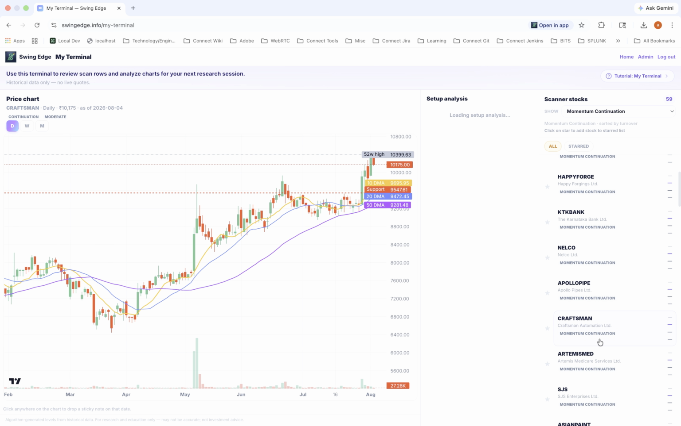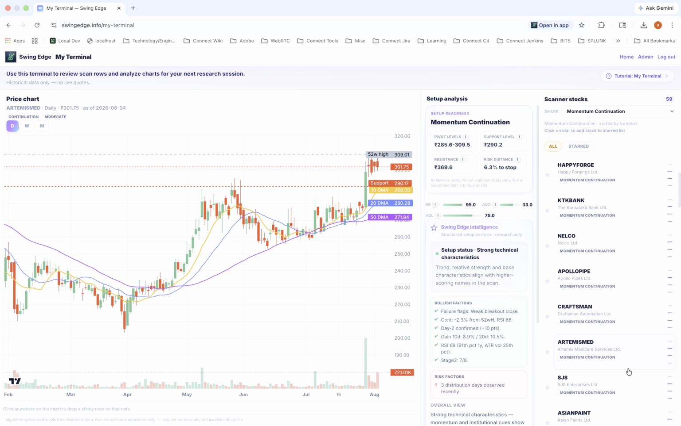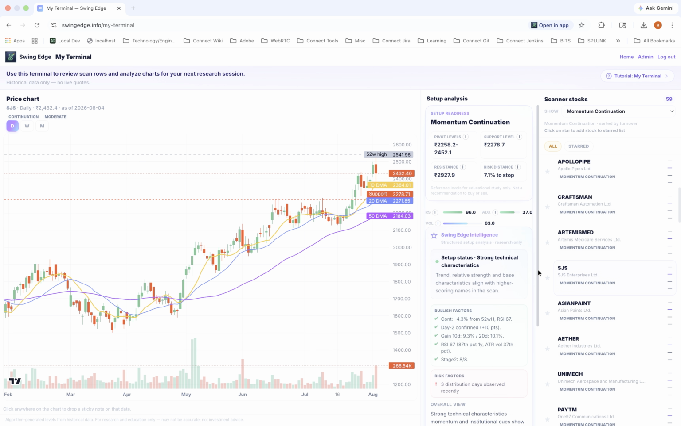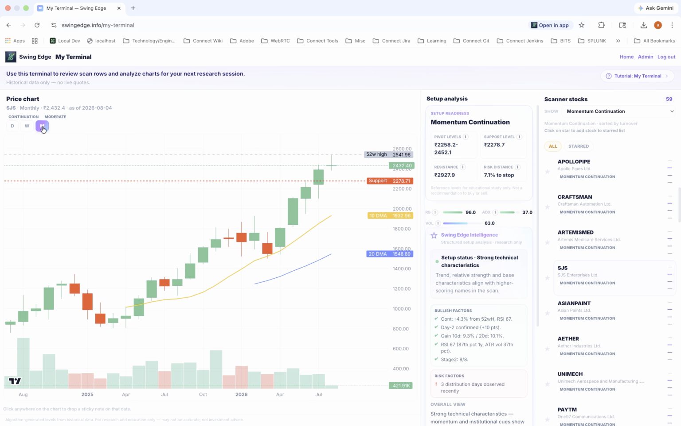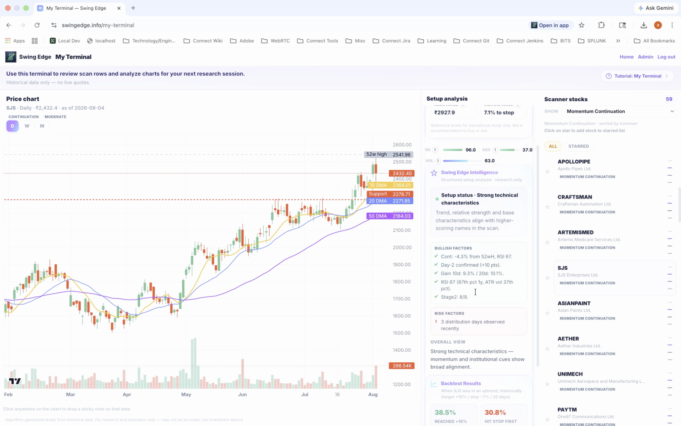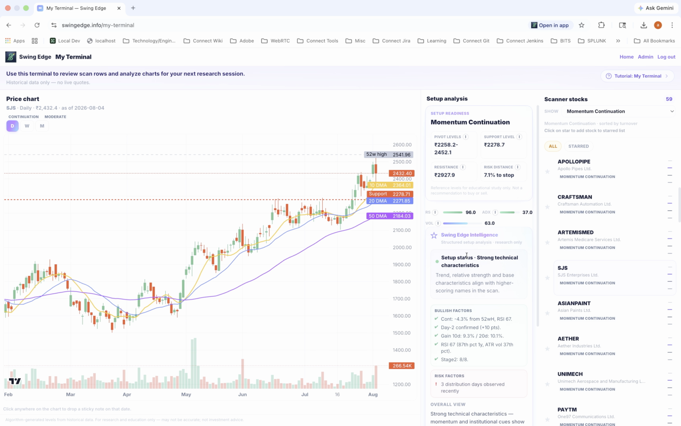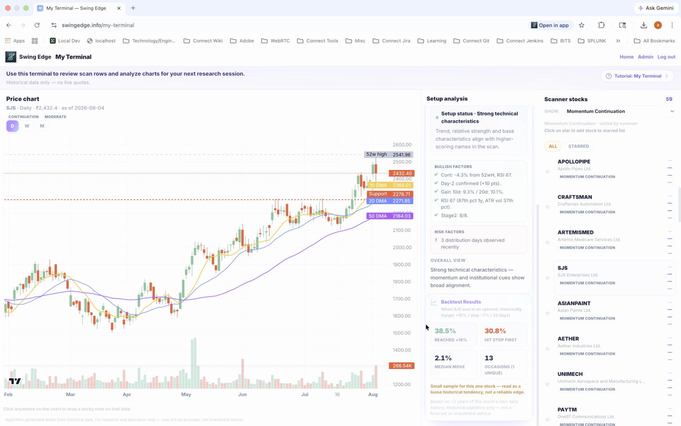You can simply use this terminal to plan your trades and to analyze any stock. For any stock you can have the daily chart, weekly chart, monthly chart, the entire stock analysis here, the levels defined here, the backtest results. You can add notes, you can mark it with a star, so it's in your starred list. And yeah, that's it. A very great tool for finding swing trades.